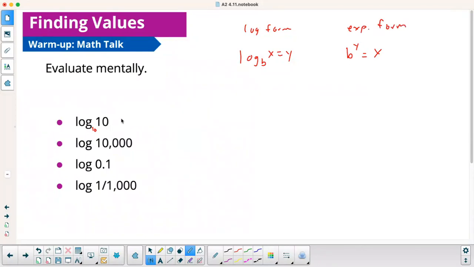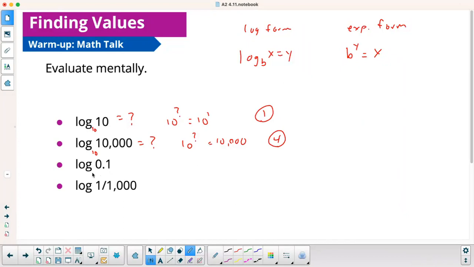Okay, so this would be equals what? That's what we want to know. So 10 to what power equals 10? Obviously, this is a 1, so this has to be 10 to the first. For the next one, again, we assume it's a base of 10. 10 to what power equals 10,000? Obviously, this would have to be a 4. So it would be 10 to the 4th.